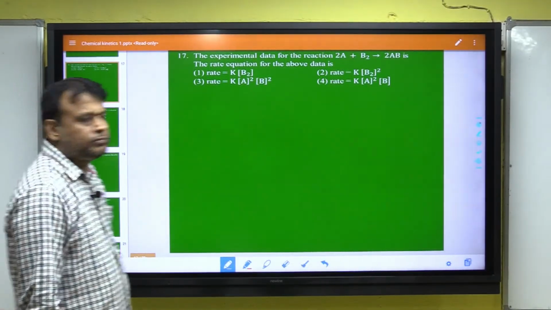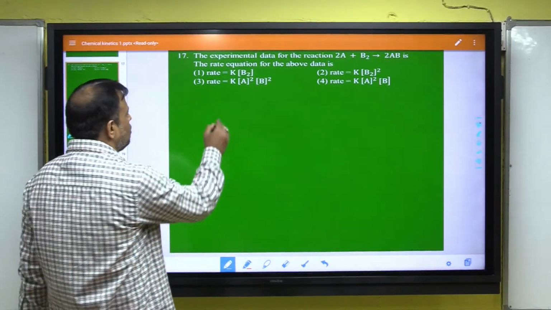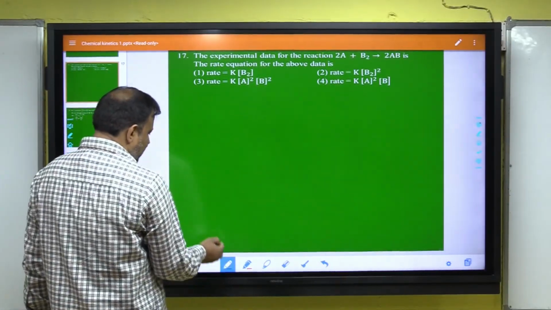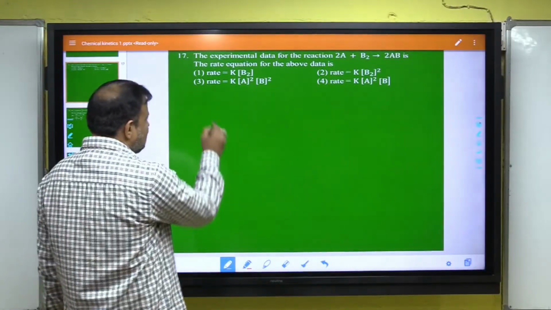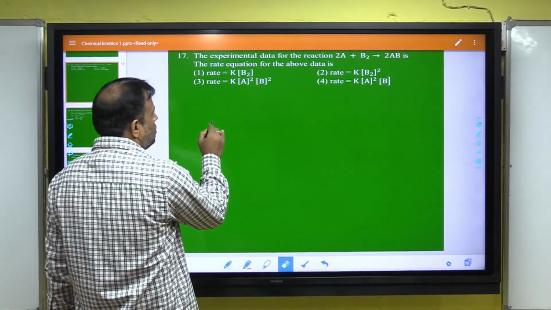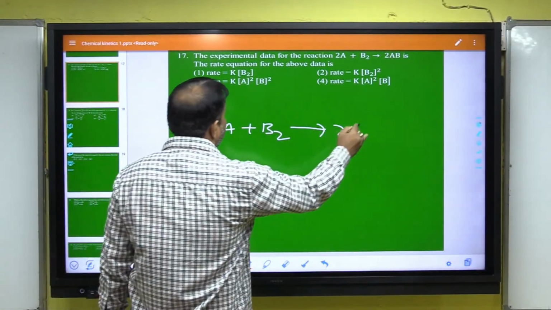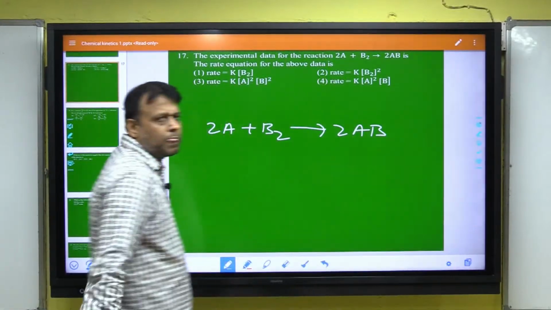Look at board. The experimental data. Look at board. 2A. Equation is 2A plus B2 convert into 2AB.